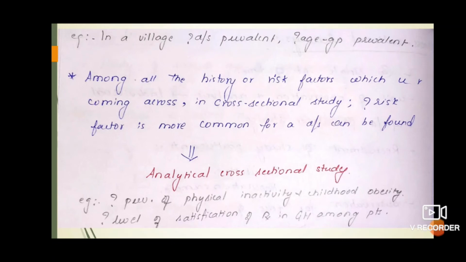And among all the histories or risk factors which we are studying in a cross-sectional study, we can see whether a risk factor is more common for a disease. So this is called analytical cross-sectional studies. That is, among the risk factors studied, we can find out which risk factor is more common for a disease. For example, whether physical inactivity and childhood obesity are associated, and another example is what is the level of satisfaction with treatment in GH among the patients. These are all examples of cross-sectional study designs, and during the study, if we find a single risk factor which is more common, then that is called analytical cross-sectional studies.